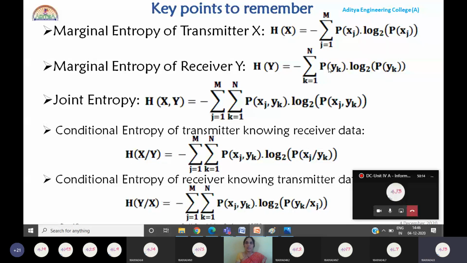Okay. So first, three probability matrices you should know. P of xj is an m by 1 matrix size, P of yk is 1 by n, and P of xj comma yk is m by n. If you know these three matrices, then you can calculate P of xj by yk and P of yk by xj, so that we can calculate all the entropies. Knowing the corresponding probability matrices, you can calculate all the 5 different kinds of entropies of a communication system. Okay, thank you.